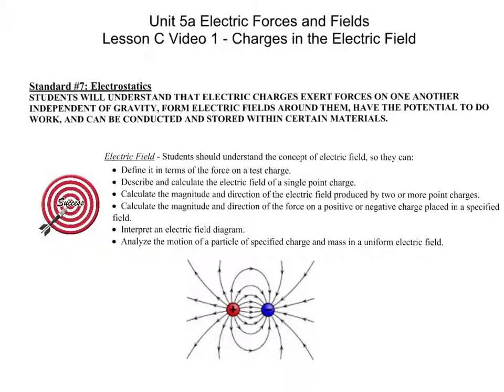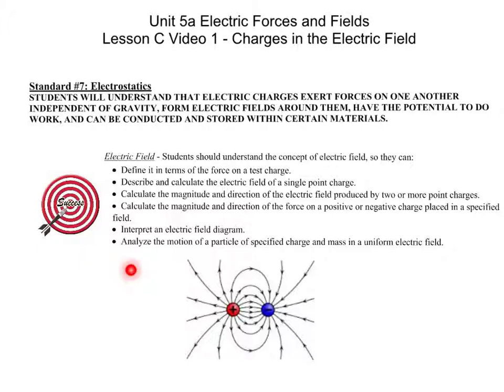By the end of Lesson C, which will be covered in 4 separate videos, you should be able to define the electric field in terms of the force on a test charge, describe and calculate the electric field of a single point charge, calculate the magnitude and direction of the electric field produced by 2 or more point charges, calculate the magnitude and direction of the force on a positive or negative charge placed in a specified field, interpret an electric field diagram, and analyze the motion of a particle of specified charge and mass in a uniform electric field.